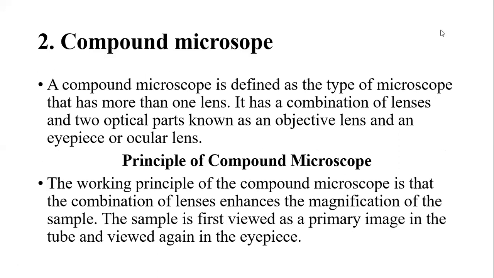Adam Juma, please take us through the compound microscope. A compound microscope has two optics or ocular lenses. Principle of compound microscope: the sample is first viewed as a primary image in the tube and viewed again in the eyepiece. Yes, now that is the way.